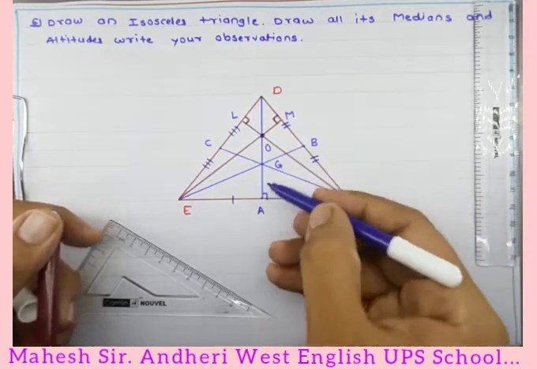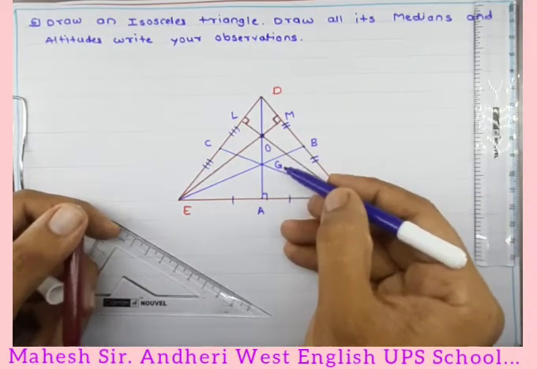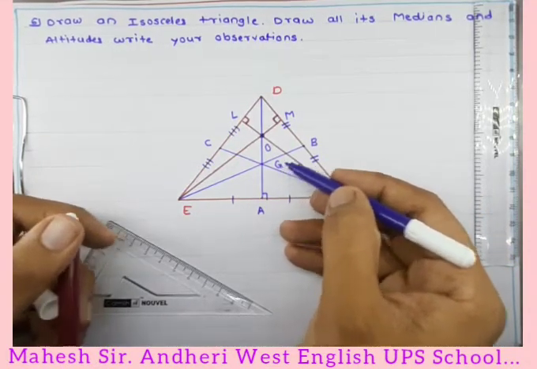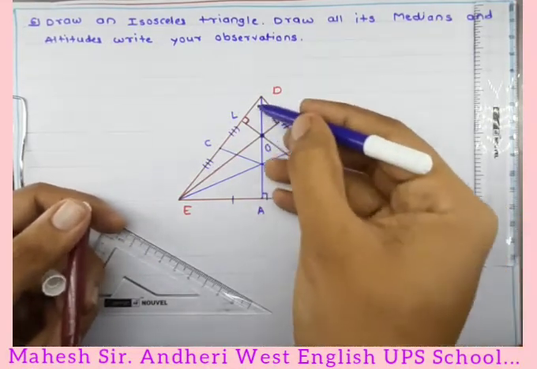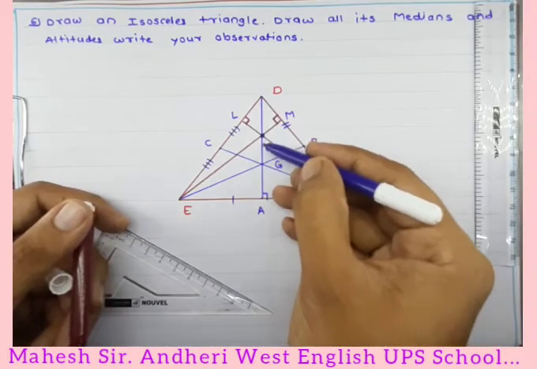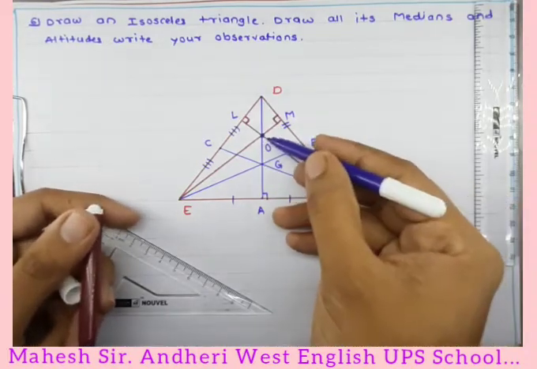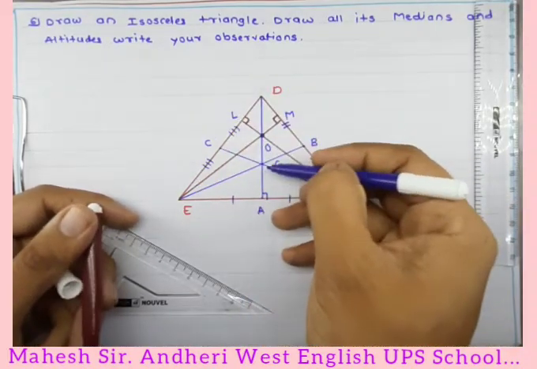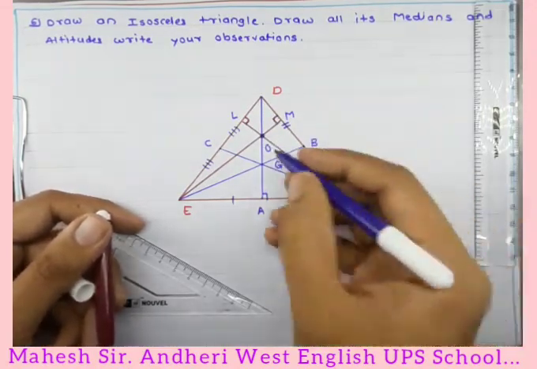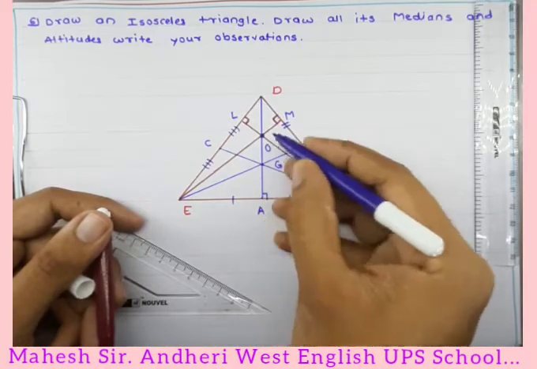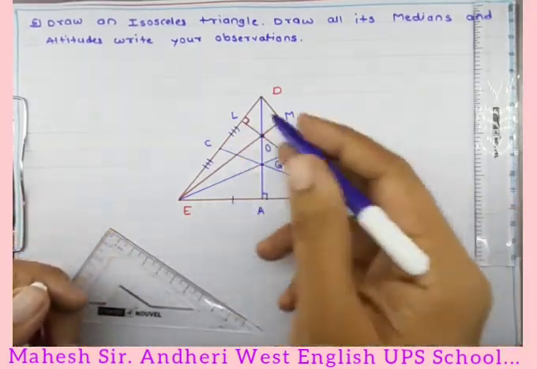The point of concurrence of medians, that is the centroid, and the point of concurrence of altitudes, that is the orthocenter, lie on the perpendicular line. In case of an isosceles triangle they are not the same, but they lie on one of the altitudes, that is, point G and point O. I hope you have understood this.